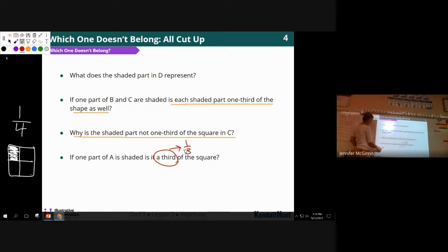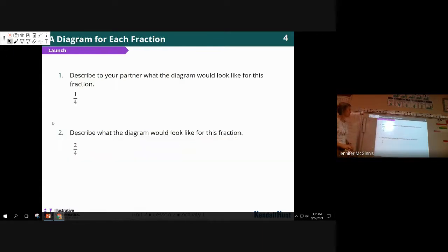So let's answer the question. If one part of A is shaded, is it 1/3 of the square? No. Why not? Explain your reasoning. Because there's 4 squares in all. Because there are 4 total equal parts in this fraction, right? That's our denominator, the total amount of equal parts in a fraction. Good job. That was a hard thing to think through, wasn't it? Now, talk to your partner, your table, about 1/4.